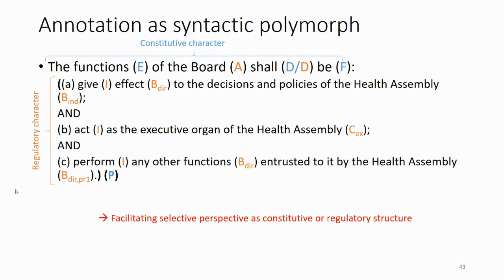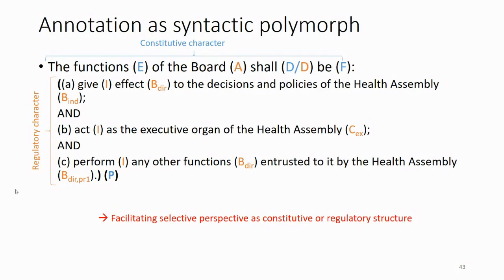And where we find the constituting function still annotated as B, being annotated as the constituting function, of course, the aim is to give, to act, and to perform respectively as they're embedded in the properties. So we have this blended, seemingly blended annotation of institutional statements more generally, and we consider this a syntactic polymorph. And the reason here is that the statement in principle can take either shape.